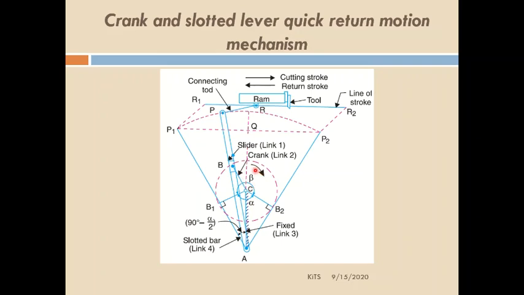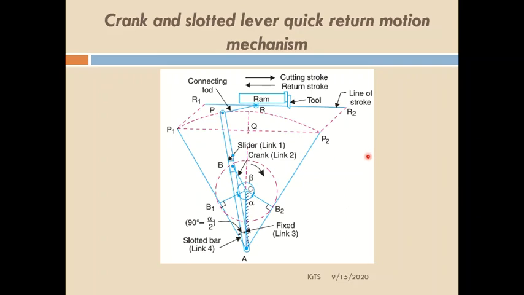Okay. So when the slotted bar oscillates, ram will move front and back. Okay. Cutting tool is fixed on ram. So when the ram move in the forward direction, cutting tool will remove the material. When the ram move in the reverse direction, cutting tool will move freely without cutting any material.